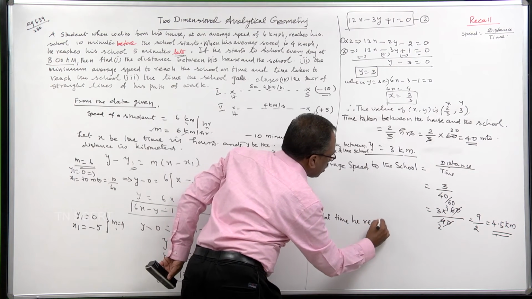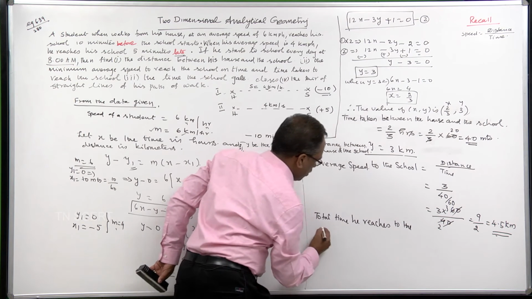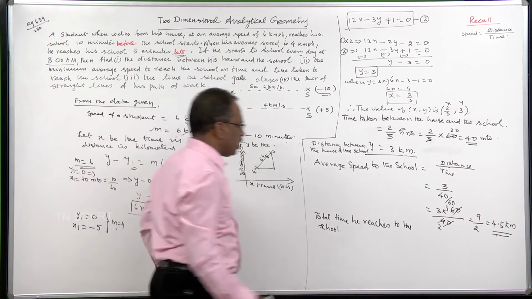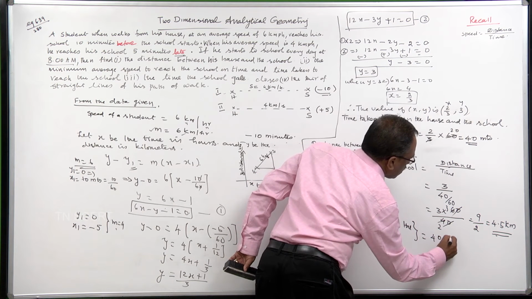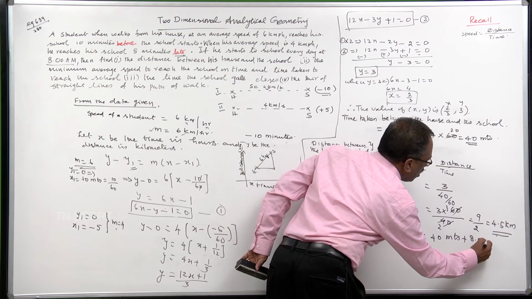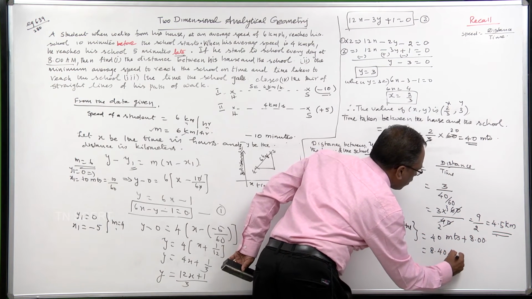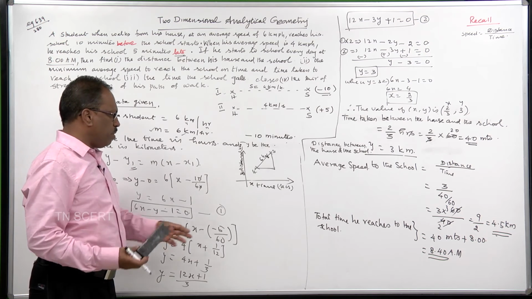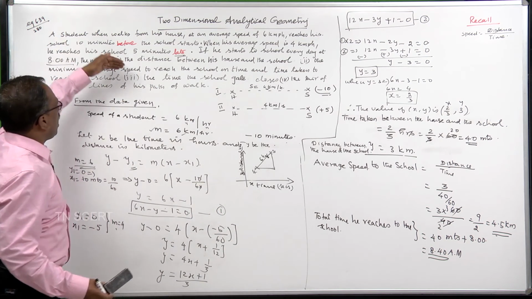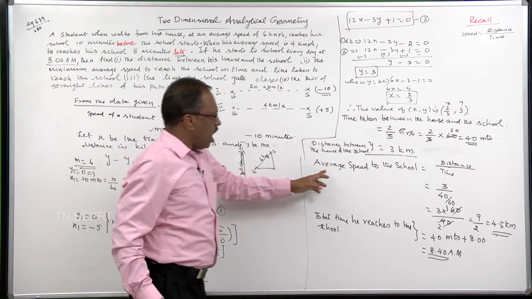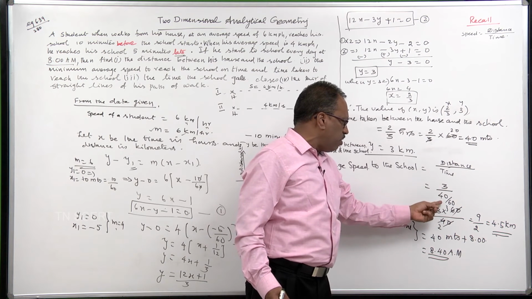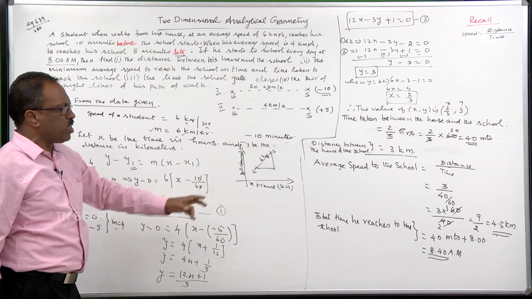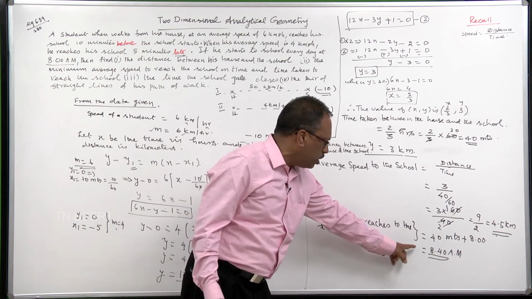So that means the total time he reaches the school, that is very important here. Total time he reaches the school is 40 minutes plus the actual hour, 8 o'clock. So that means 8:40 a.m. The total time he reaches the school is 8 hours 40 minutes. So the average speed to the school is distance by time, which gives 4.5 kilometers. He has to go to the school at an average speed of 4.5 kilometers. Total time of reaching the school is this.